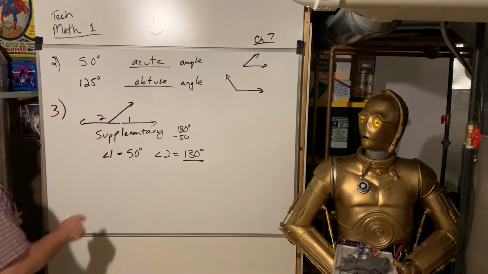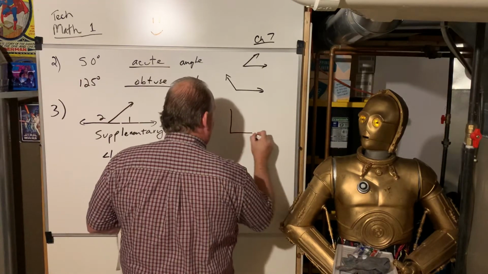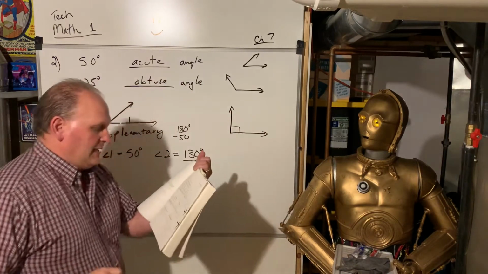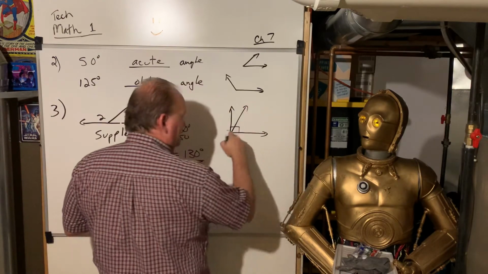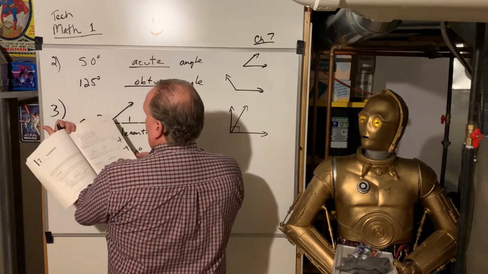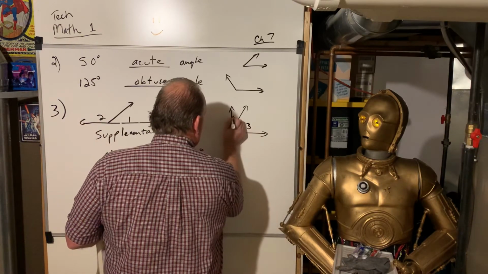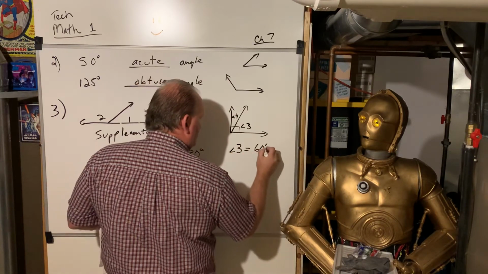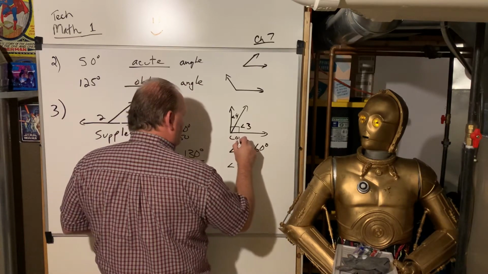All right, that's supplementary. Complementary angles add up to 90 degrees. So if you have a marked right angle, and then they split it, but not exactly in half, and they say, okay, angle 3 is 60 degrees, what's angle 4? If angle 3 is given as 60 degrees, you can find angle 4 because it's complementary.